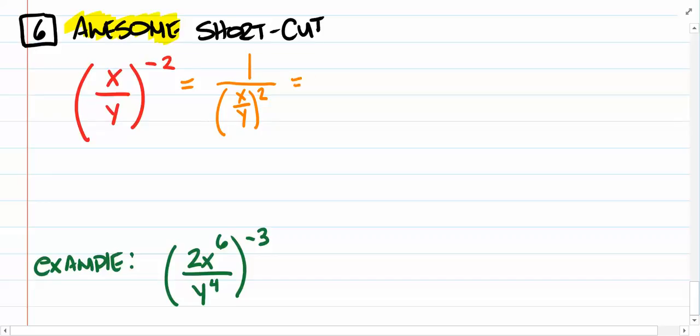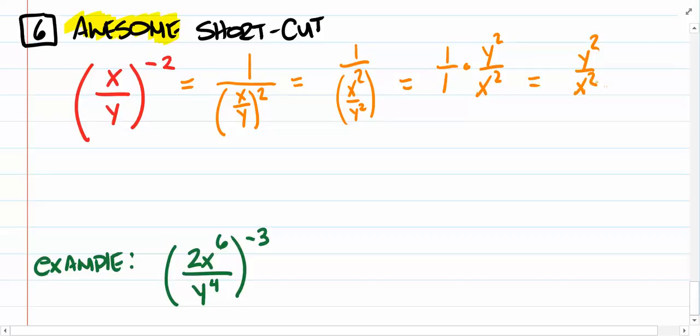Well, if I keep working with this, notice I would get 1 over x squared divided by y squared. That's the rule that we just learned when we raise a quotient to a power. Well, this is 1 divided by a fraction, so what I would do is take 1 over 1, this is my numerator, and multiply by the reciprocal of the denominator. This is how we divide 2 fractions. So notice all you get is y squared over x squared.